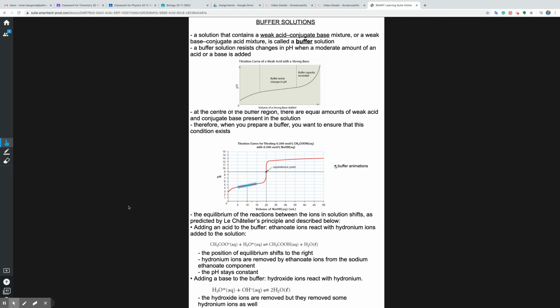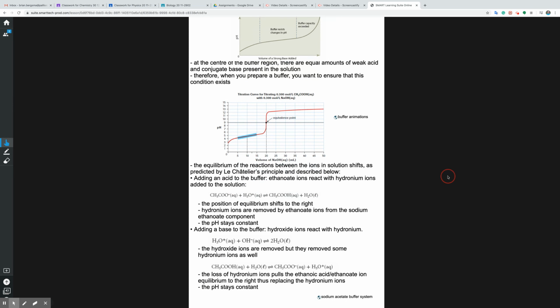Okay, so buffer solutions. A solution that contains a weak acid and its conjugate base mixture, or a weak base and its conjugate acid mixture, is called a buffer solution. A buffer solution resists change in pH when a moderate amount of an acid or base is added. At the center of the buffering region, there are equal amounts of weak acid and conjugate base. Therefore, when you prepare a buffer, you want to ensure that these conditions exist.